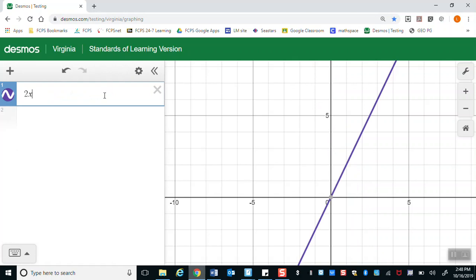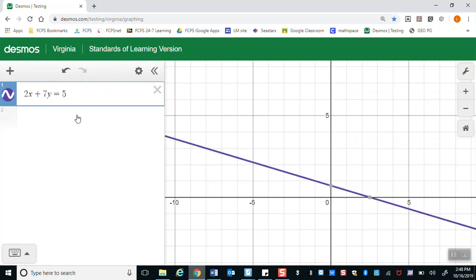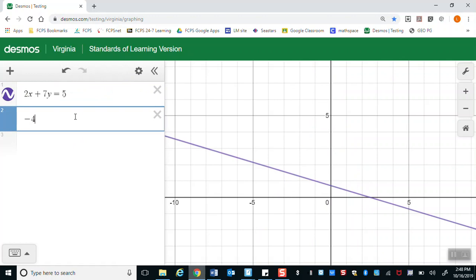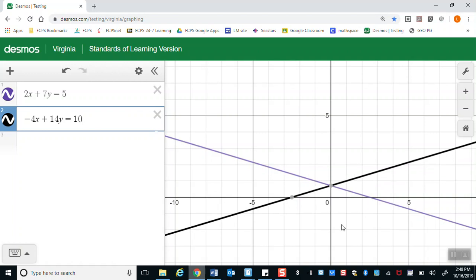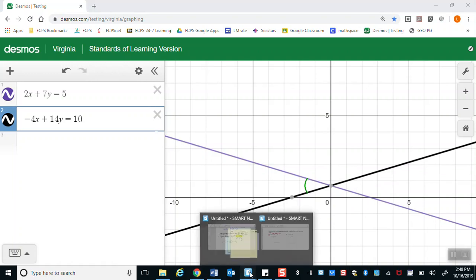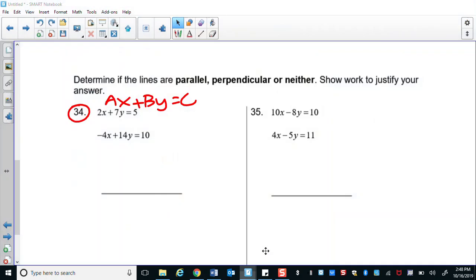So I'm going to type in 2x plus 7y equals 5. And then in the second line, I'm going to do negative 4x plus 14y equals 10. So now if you look at the lines, they're definitely not parallel, and you can kind of see by looking right here that that is not a 90-degree angle. So these lines are not parallel or perpendicular. So for this, we're going to say neither.